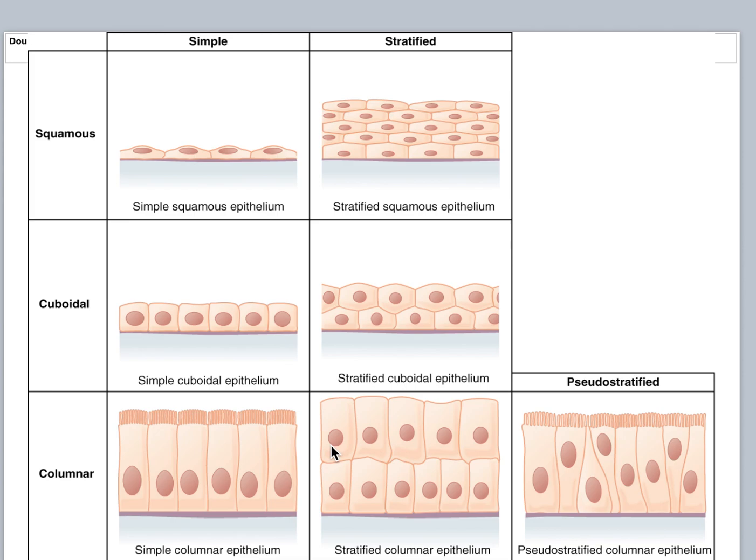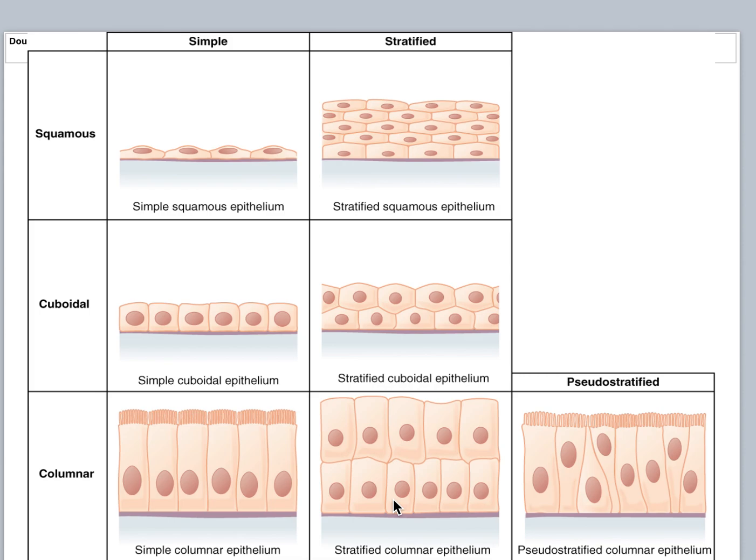Now notice on this stratified cuboidal epithelium how the nuclei are all in line, and in this case it's two cell layers thick. It could be more in the body. This cartoon is just for diagram purposes.